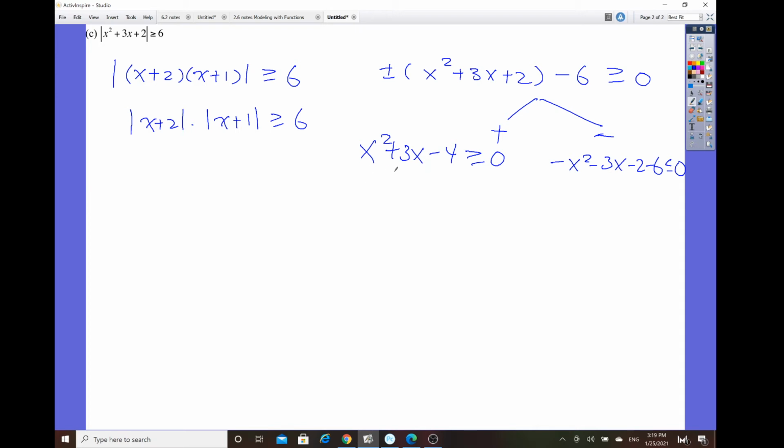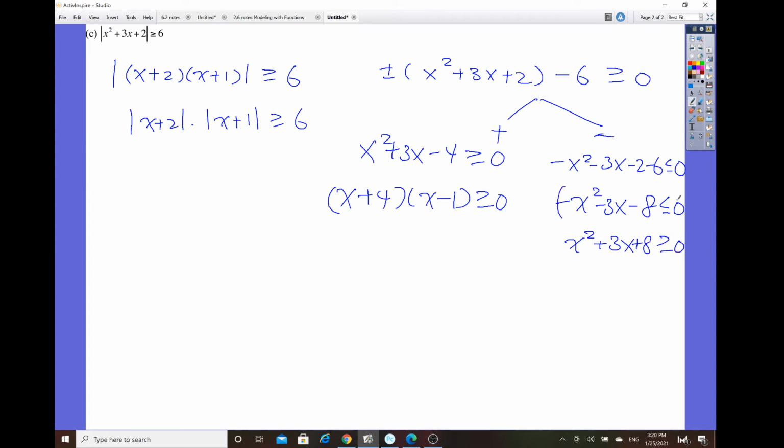And then for this one, try to factor it. So what we got is x plus 4, x minus 1, greater than or equal to 0. And then for this one, combine the like terms: negative x squared minus 3x minus 8, less than or equal to 0. And it looks like this part right here is non-factorable. So in order to deal with the negative, multiply by negative on both sides. So we get x squared plus 3x plus 8 greater than or equal to 0.